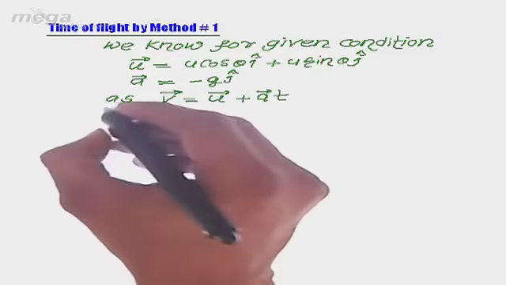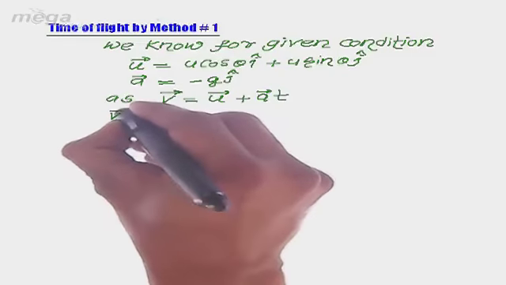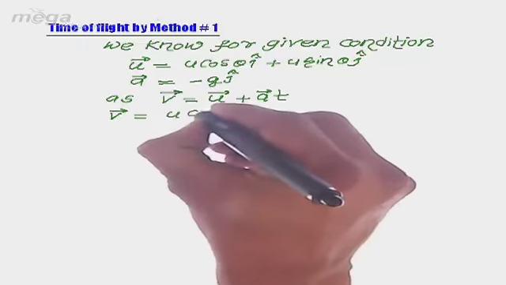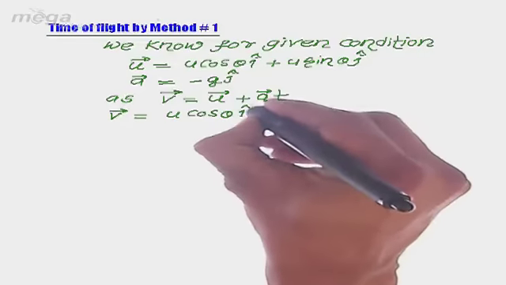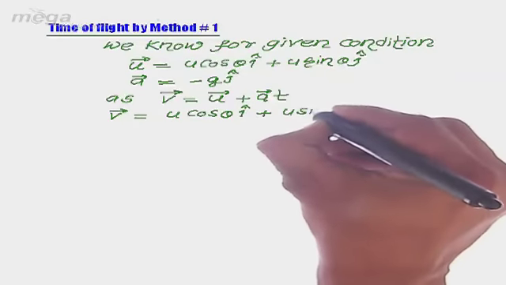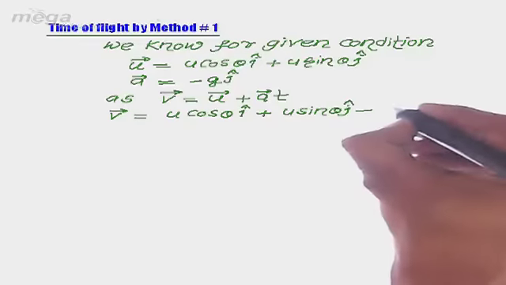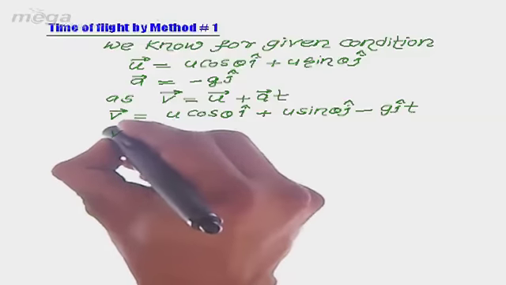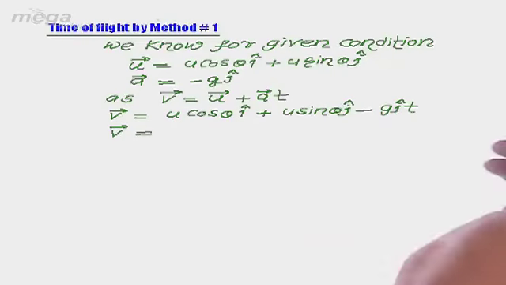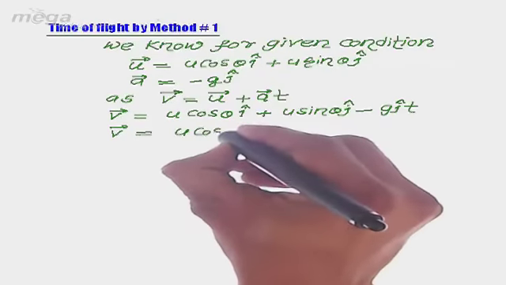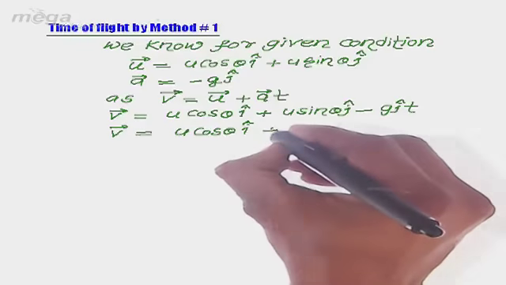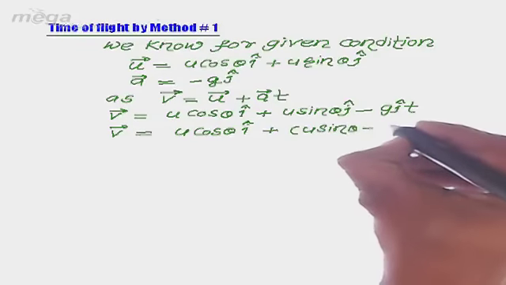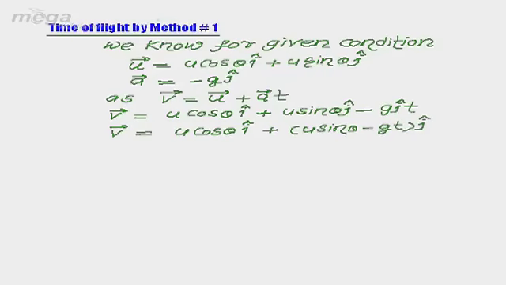If we use the above values in this equation, then we get v equal to u cos theta i cap plus u sin theta j cap minus g j cap into t. We can simplify this equation to be equal to u cos theta i cap plus (u sin theta minus gt) j cap. Now the twist comes from here.